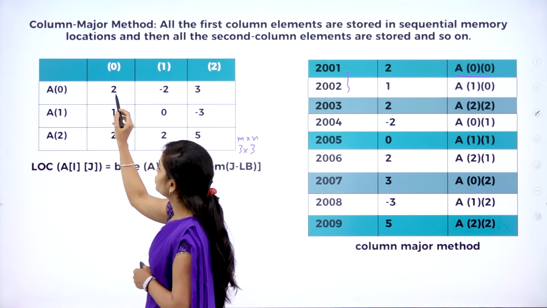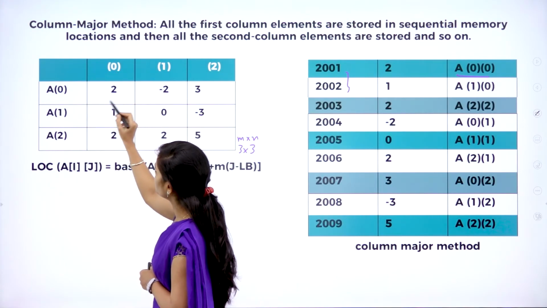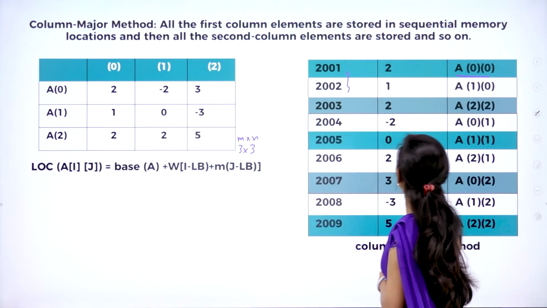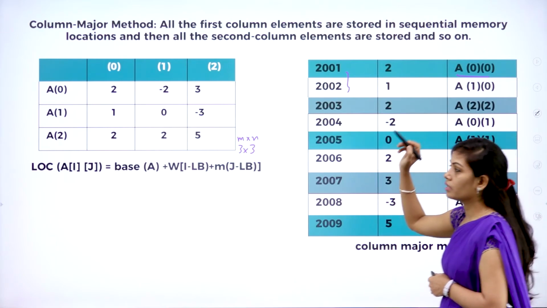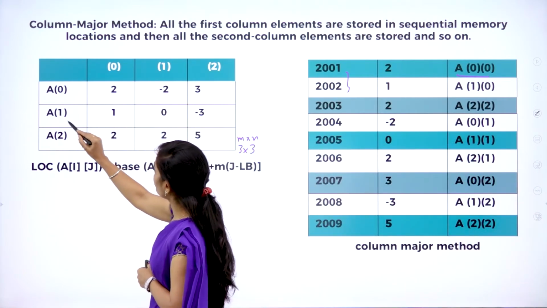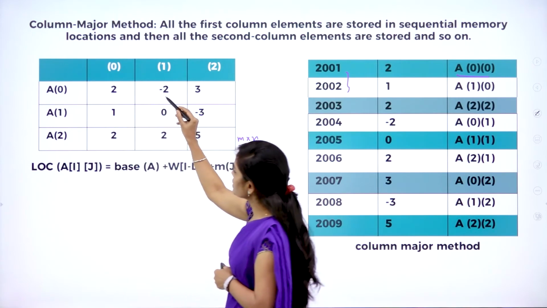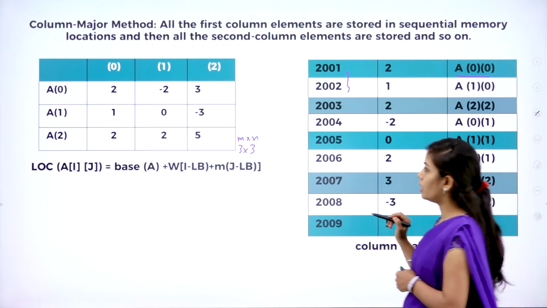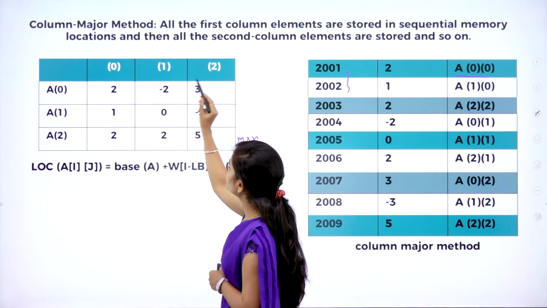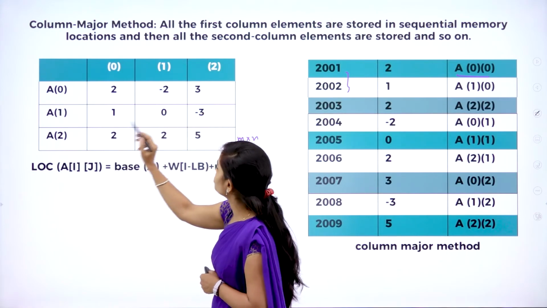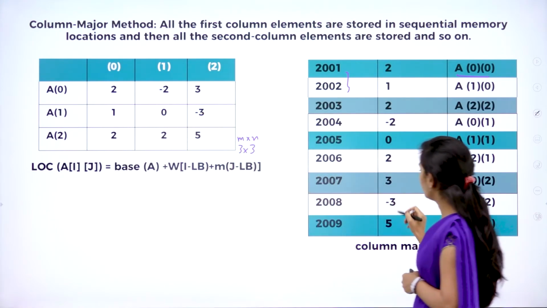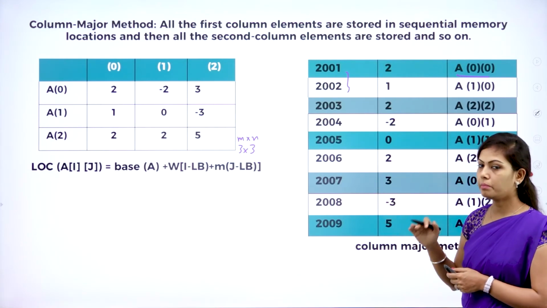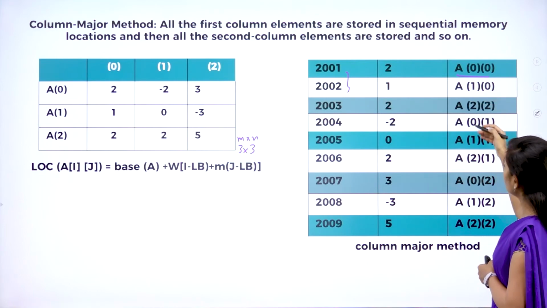From column order you need to consider the values A of 0,0 is 2, A of 1,0 is 1, A of 2,0 is 2. So 2, 1, 2 is your first column. And A of 0,1, A of 1,1, A of 2,1 is minus 2, 0 and 2. In the third column, we have A of 0,2, A of 1,2, A of 2,2, that is 3, minus 3 and 5. These are the elements stored in a sequential manner in column major order, and these are the locations of these elements.